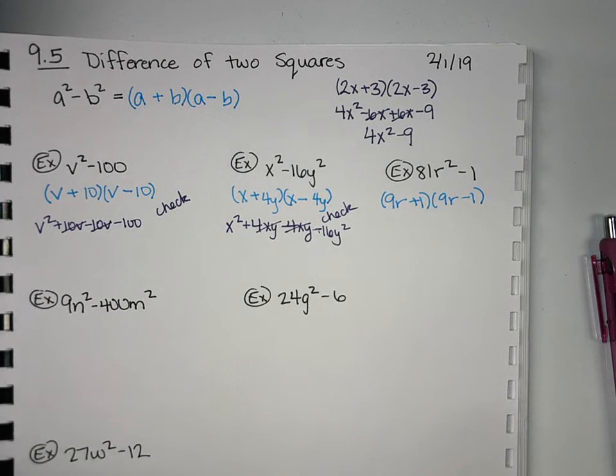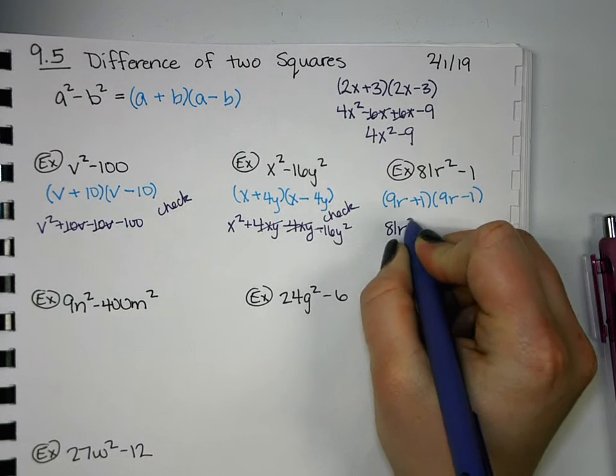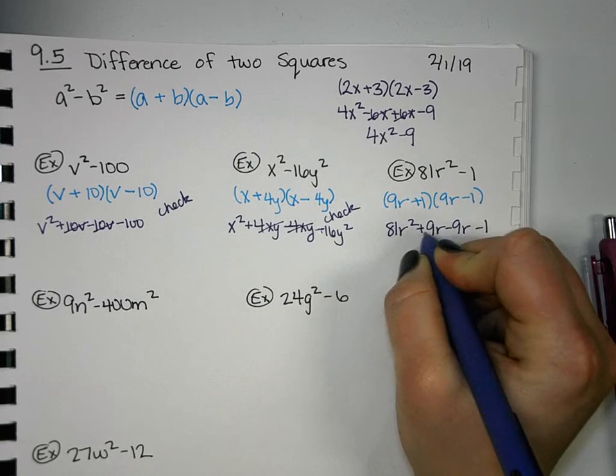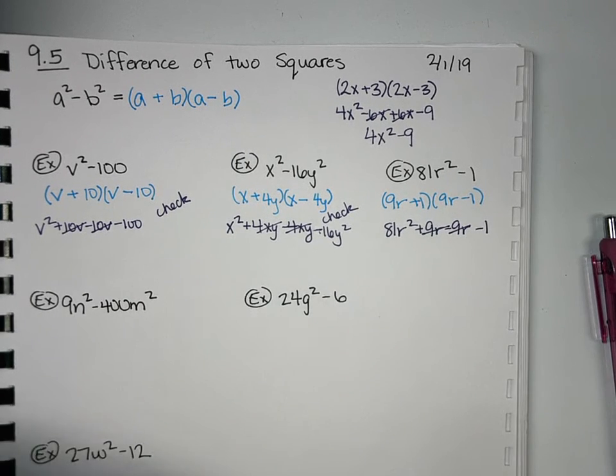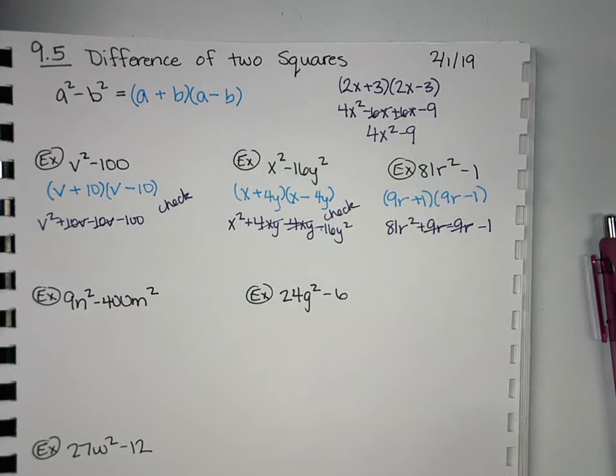And again, you can check it by double distributing. Plus 9r minus 9r minus 1. Those add up to 0. We got what we started with. Okay, any questions so far? Okay, we got 3 more.